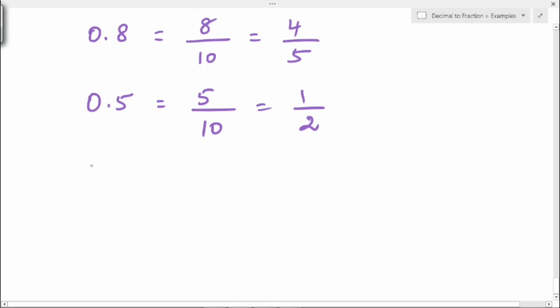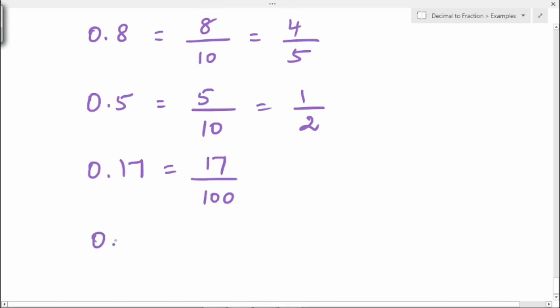Suppose we have two numbers like 0.17. After the decimal point you have two numbers. If you have two numbers, you have to divide by 100. So this value, 17, you write in the numerator. So the answer is 17 divided by 100.